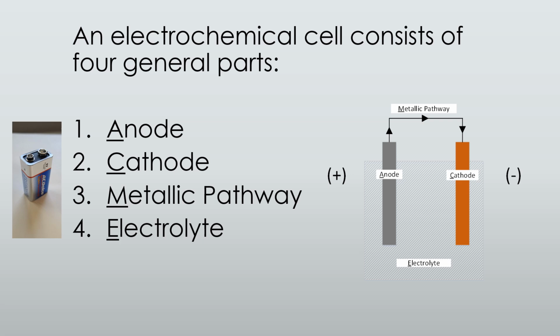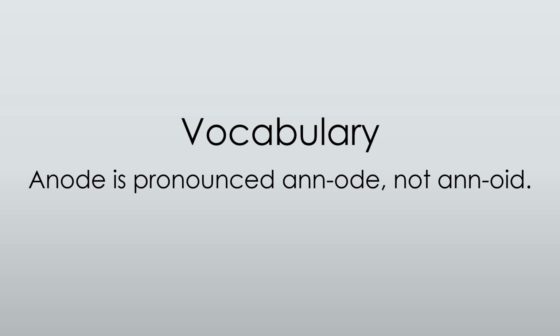An electrochemical cell consists of 4 general parts: an anode, a cathode, metallic pathway, and an electrolyte. And on the right we have a diagram of all these parts together. The metallic pathway connects the anode and the cathode. And the anode and the cathode sit in our bulk electrolyte and allow for that charge transfer. A short vocabulary note before we move on: anode is pronounced anode, not anoid.